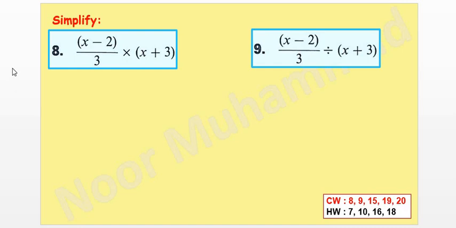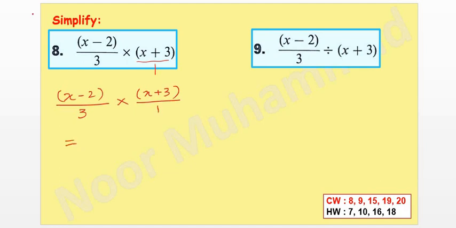Now see how we can solve these questions. Right now this one does not look like a fraction. But if I put 1 in its denominator, we can say we have x minus 2 in the numerator and 3 in the denominator, times x plus 3 in the numerator and 1 in the denominator.